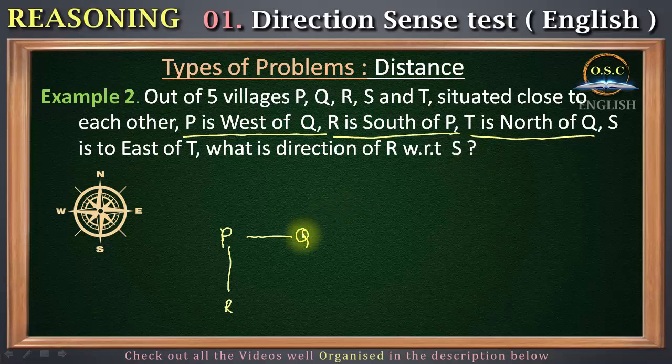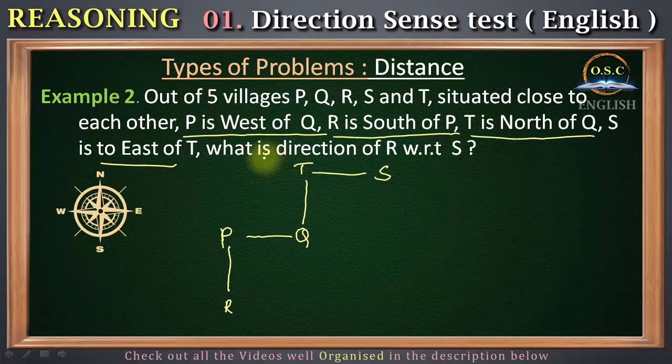And T is to the north of Q. So where is Q? Q is over here, and T is to the north of Q. So T will be over here. Then S is to the east of T. Alright, so we have T over here and S is to the east of T. So S is over here. This is the map. Okay, we have established till here.